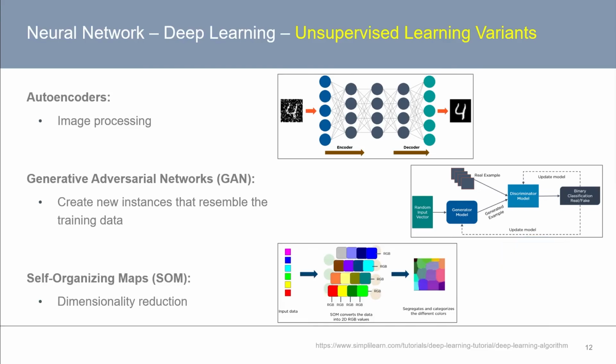And the last variant we'll discuss is called a self-organizing map, or SOM, which trains a network with competitive learning rather than error correction learning, as we used for backpropagation. SOMs are another example of deep learning for the dimensionality reduction of data.